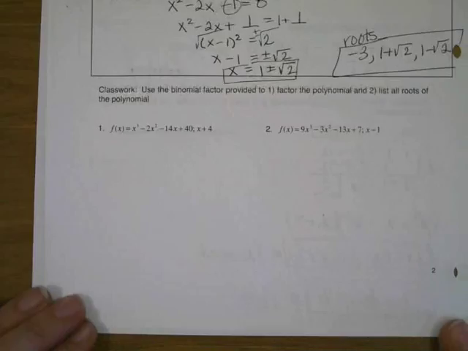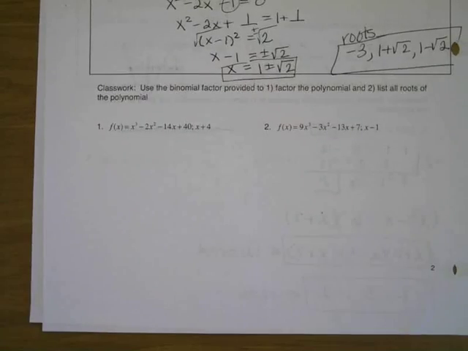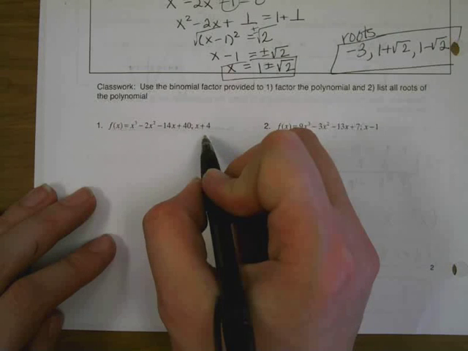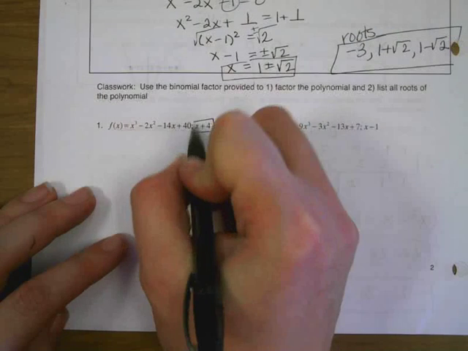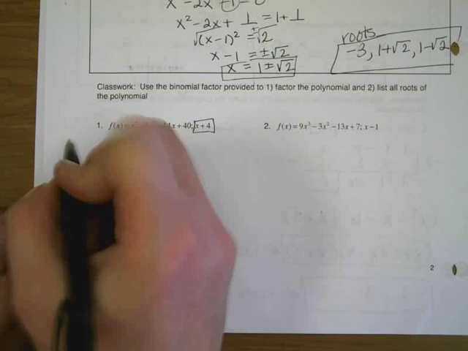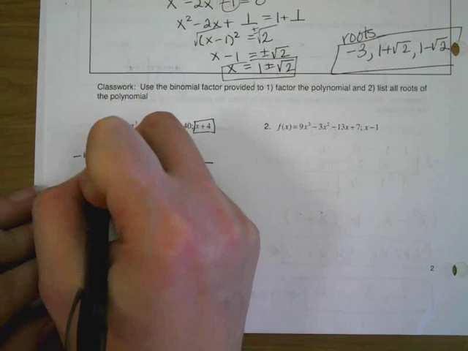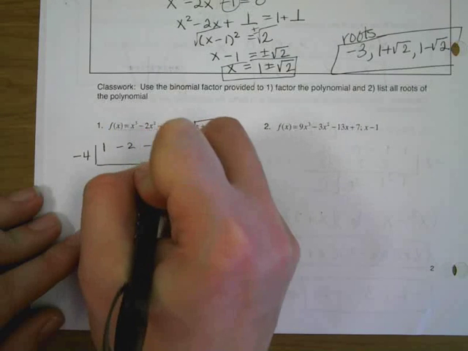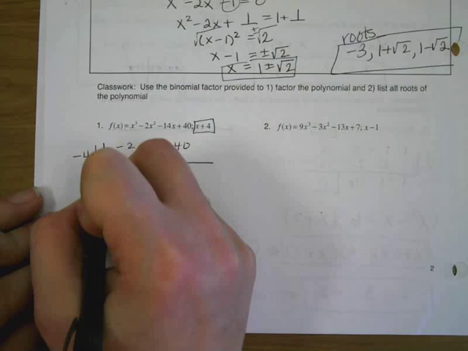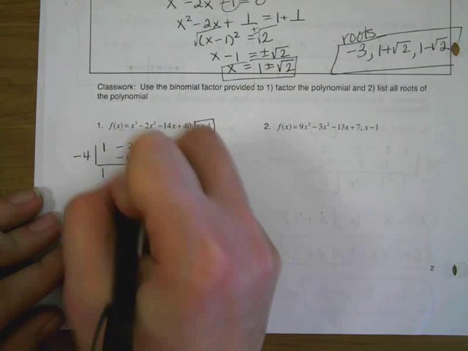All right, so let's look at a couple more examples down here. Okay, so for this one, I'm told x plus 4 is a factor. So that means my root is negative 4. So let's take that out. Okay, do my synthetic division process.